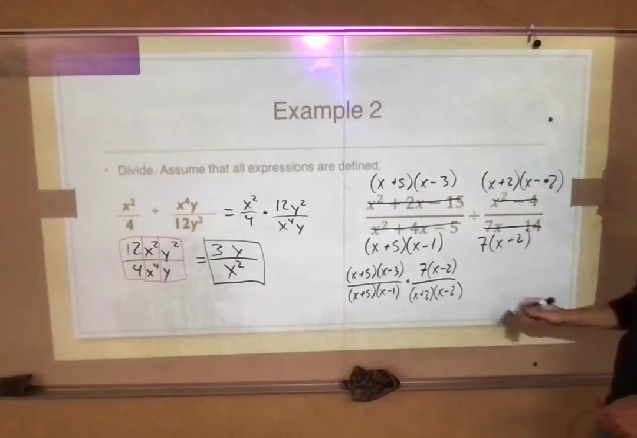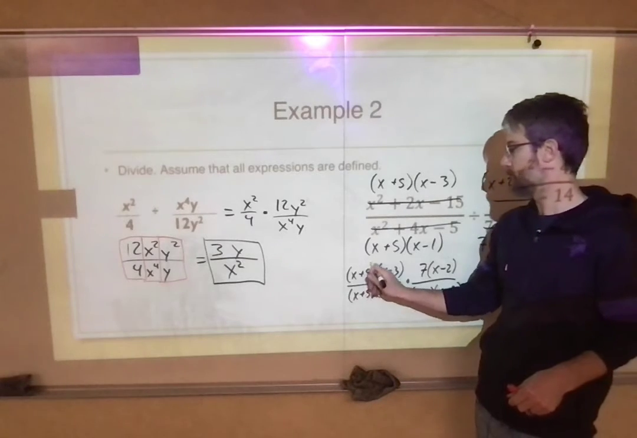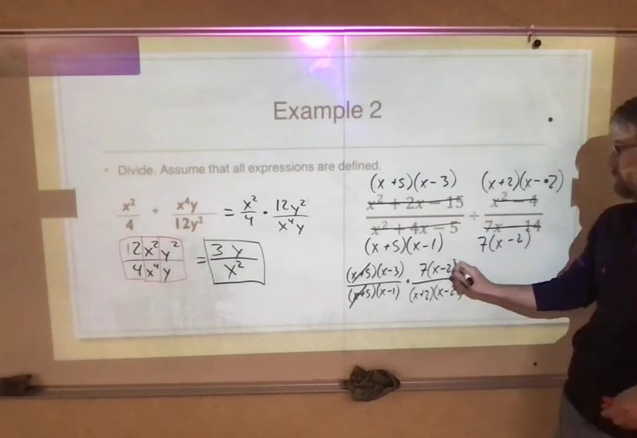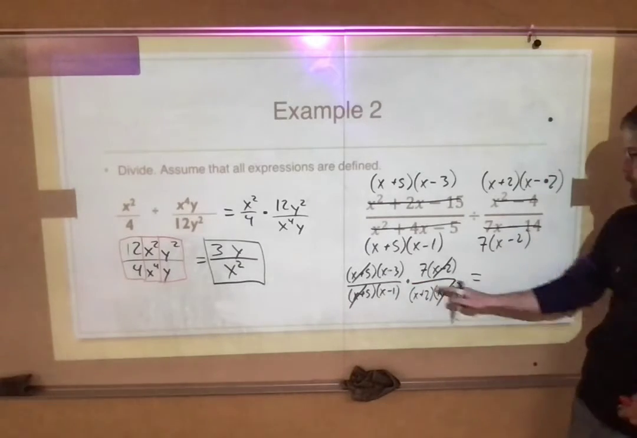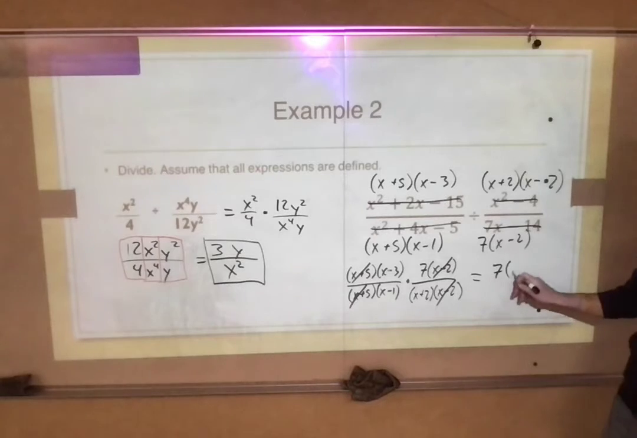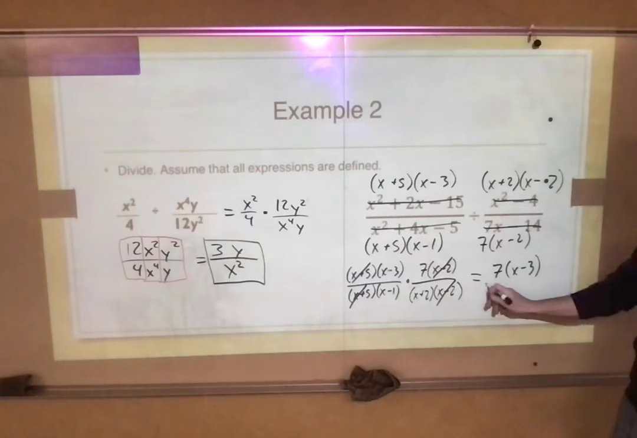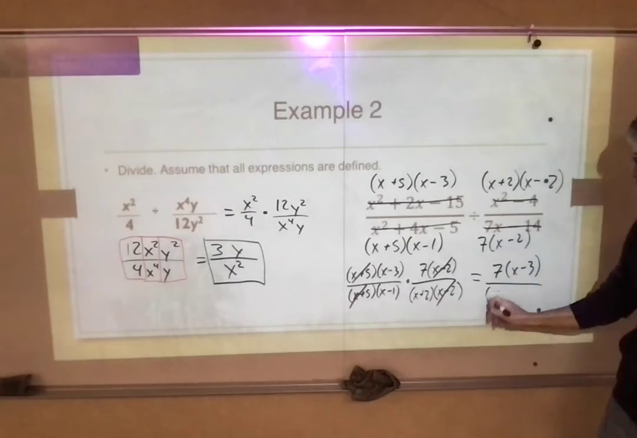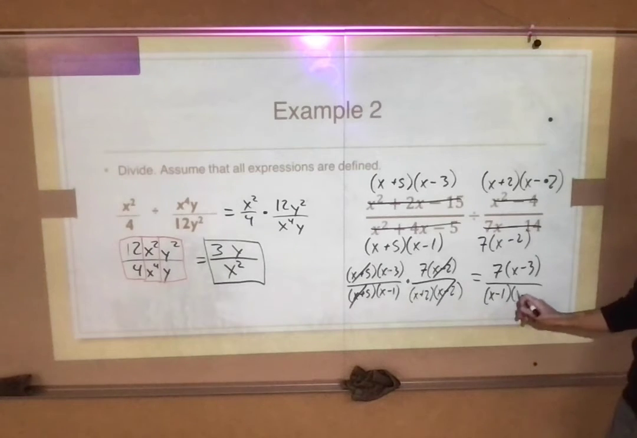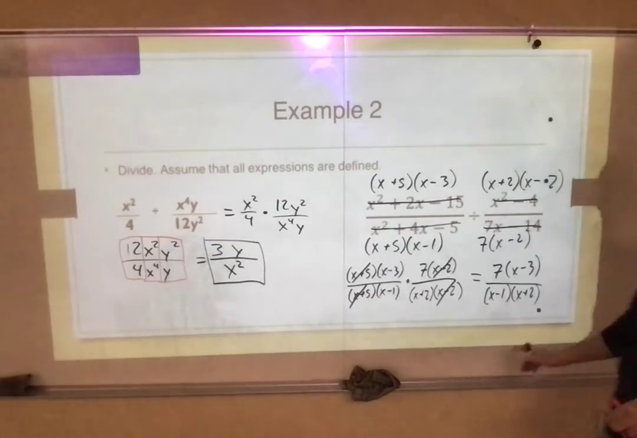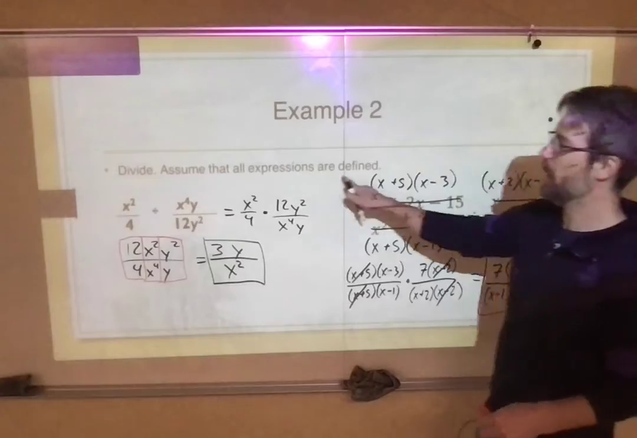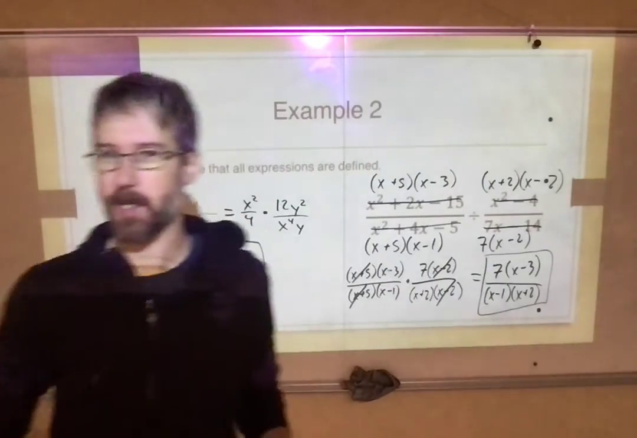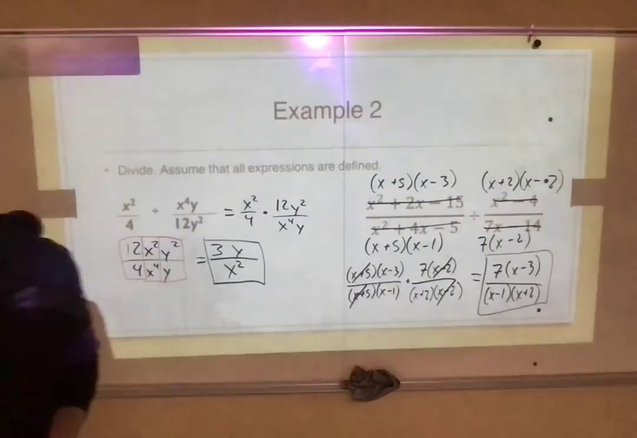Now I can just start canceling my common factors on the top and the bottom. Plus 5's cancel out, minus 2's cancel out, and everything else doesn't match. So my final answer, 7 times x minus 3 on top, and on the bottom, x minus 1, x plus 2. And just like with multiplying, we're just going to leave it in its factored form and call it good. And we're also going to assume all expressions are defined, so we're not going to worry about domain restrictions.